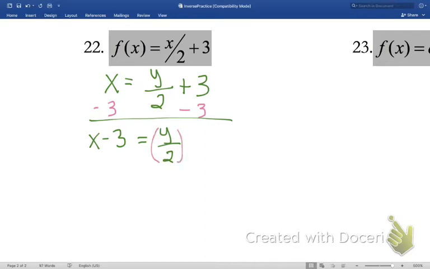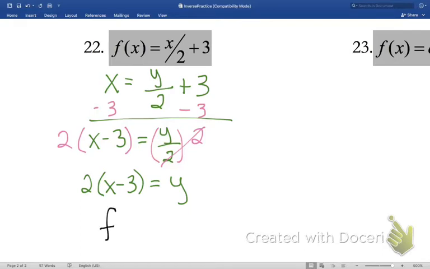How do we get rid of that 2 in the denominator? You got it. We multiply both sides by 2. So now I have 2 times x minus 3. Make sure you put parentheses around that. That's equal to y. Y is now by itself, so my inverse function is equal to 2 times x minus 3.